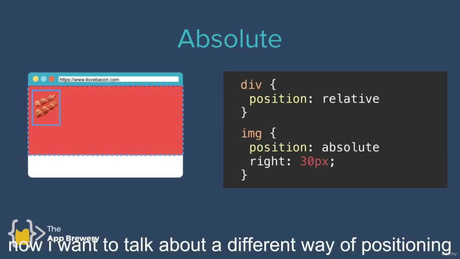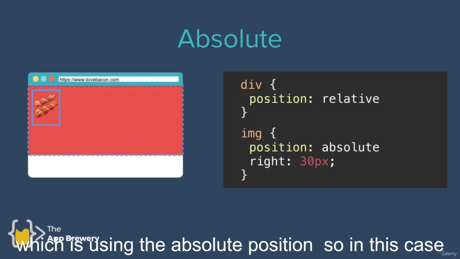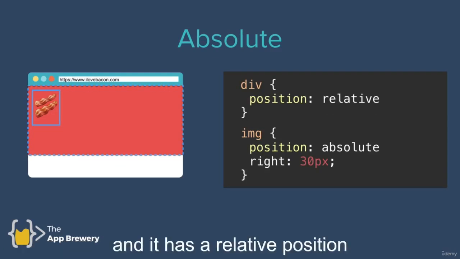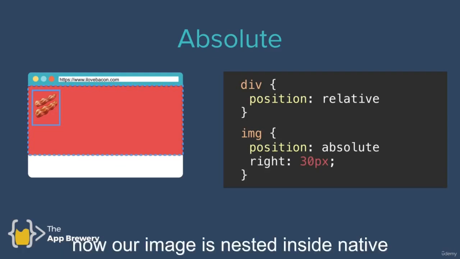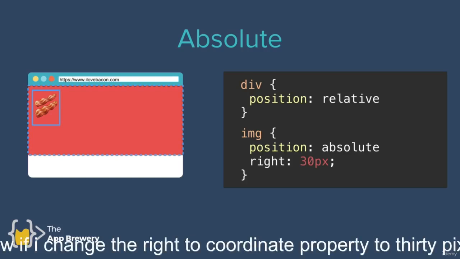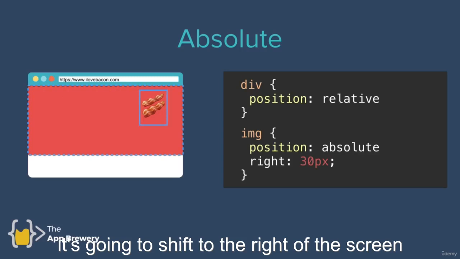Now I want to talk about a different way of positioning, which is using the absolute position. So in this case, I've got an image that's inside a div. So the div is colored red and it has a relative position. Now our image is nested inside that div and I've given it an absolute position. Now, if I change the right coordinate property to 30 pixels, it's not going to shift left by 30 pixels. No, in fact, it's going to shift to the right of the screen.